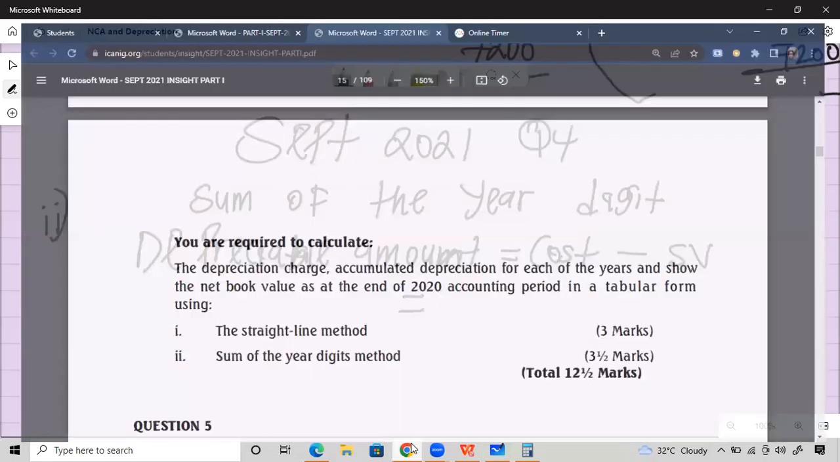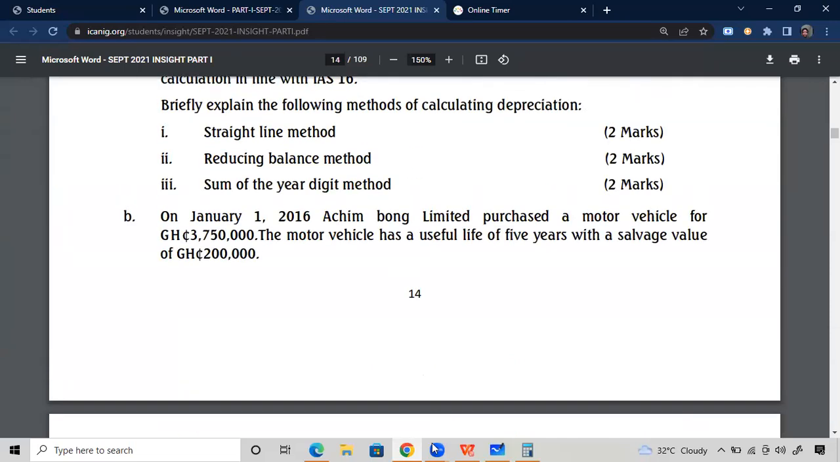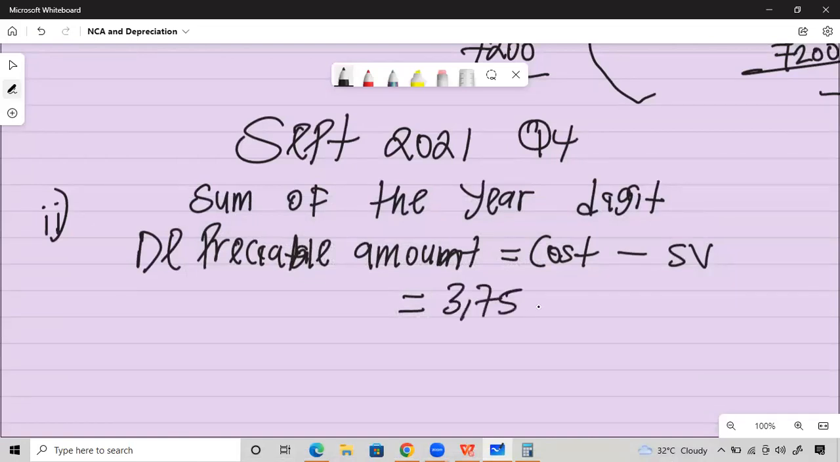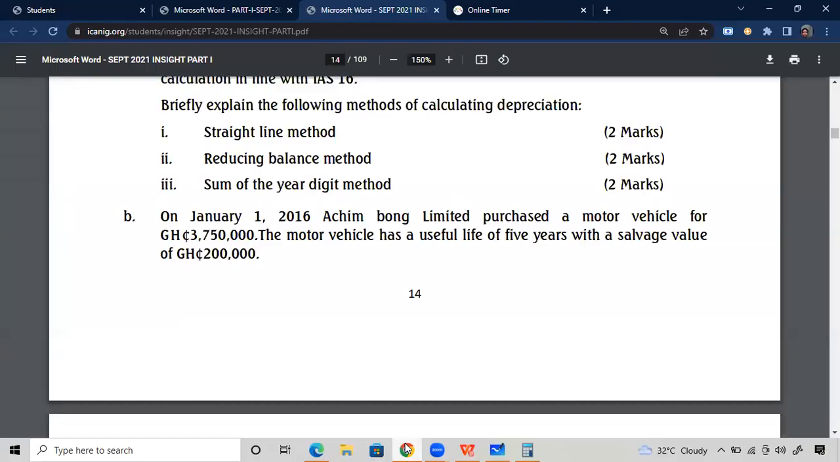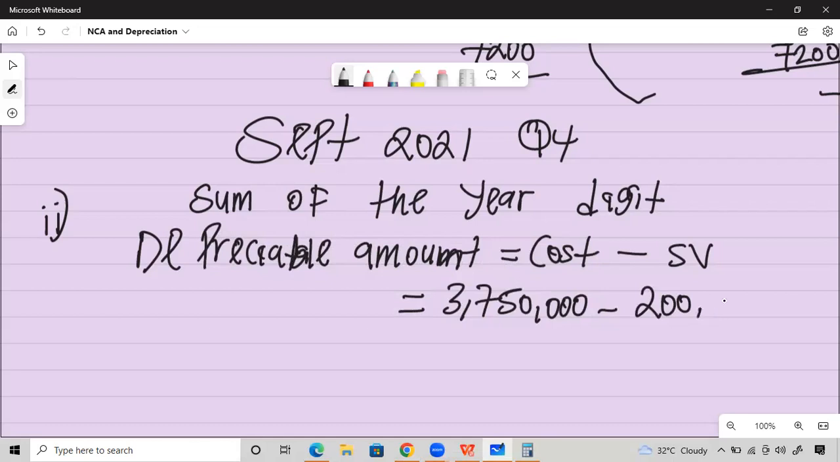So in this question, what is the cost? The cost is 3,750,000. Minus what is the scrap value? The scrap value is 200,000. So this will be 3,550,000.